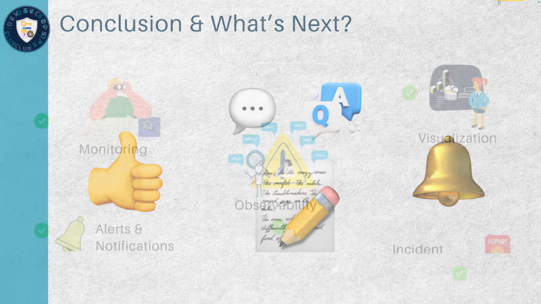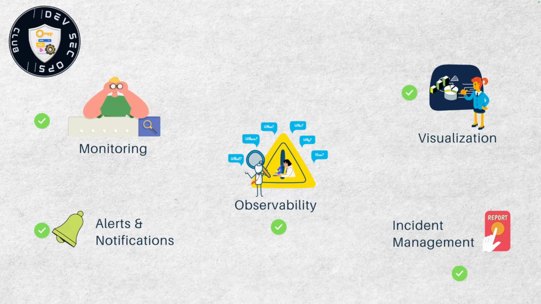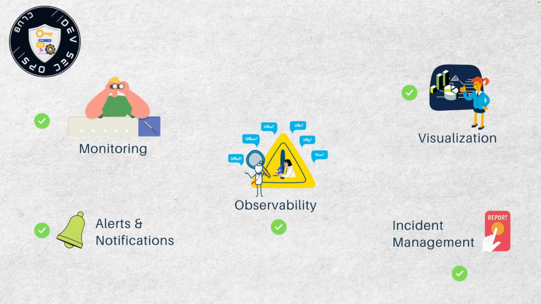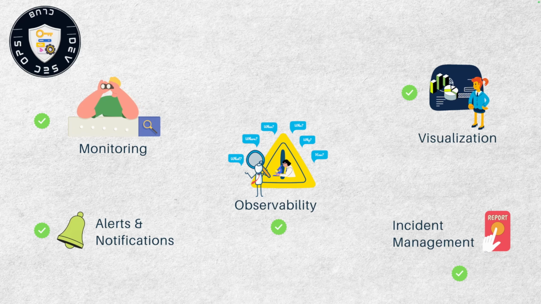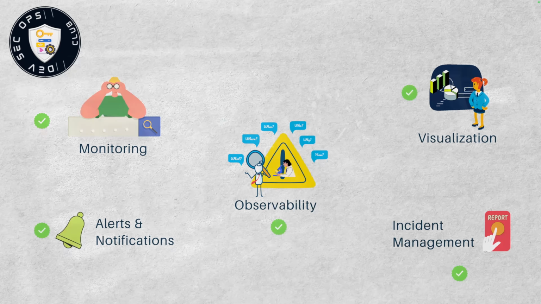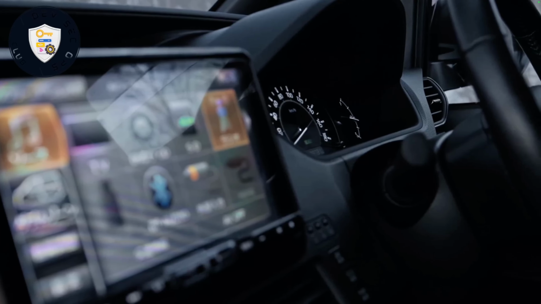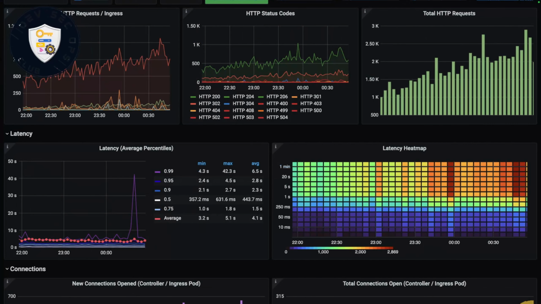So today we have covered the essentials. These concepts lay the foundation for building an effective monitoring system. In the next video, we will explore the architecture of Prometheus and Grafana and dive into how they work under the hood. Stay tuned for Day 8 part 2, where we take a deeper look into Prometheus and Grafana inner workings.